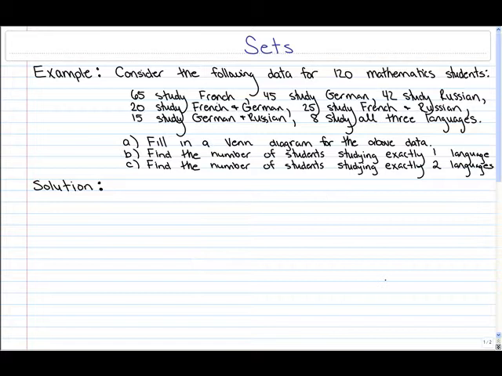Now, a Venn diagram is often used to visualize a more complicated example. So here, consider the following data for 120 mathematics students. 65 study French, while 45 study German, and 42 study Russian. 20 study French and German, 25 study French and Russian, and 15 study German and Russian. Then 8 study all three languages.